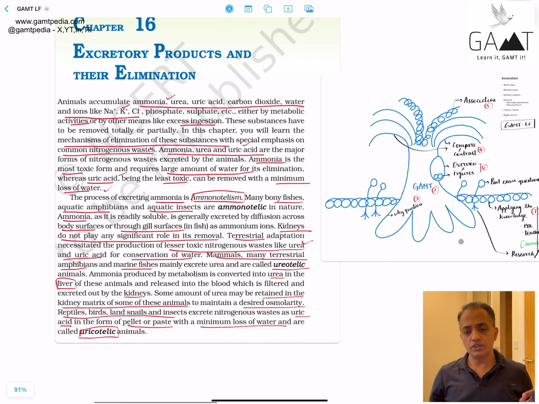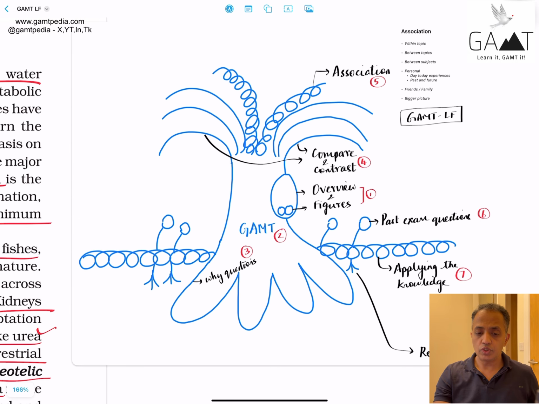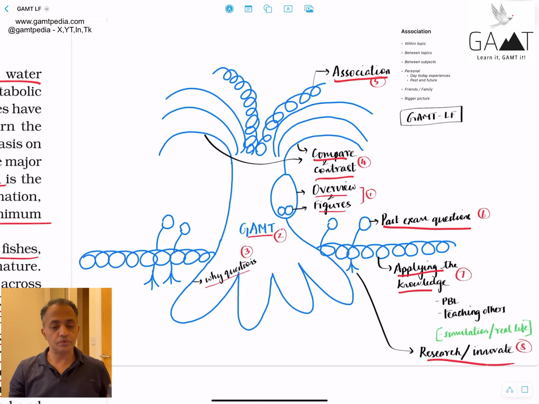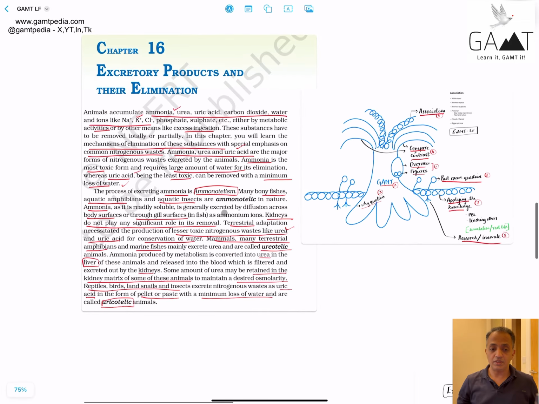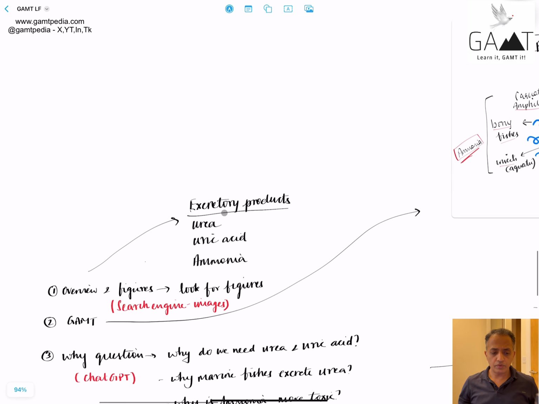This is the GAMT learning framework that we saw earlier. To recap very briefly: overview in the figures, and we generate a GAMT, zone of why questions, zone of comparing and contrasting, the association zone, the past exam question zone, applying the knowledge zone, and research and innovation zone. First we're going to look at the overview, which is basically a quick read through the topic to understand what it is about, get a quick overview, and try to find some figures for this topic, and then we're going to generate a GAMT.